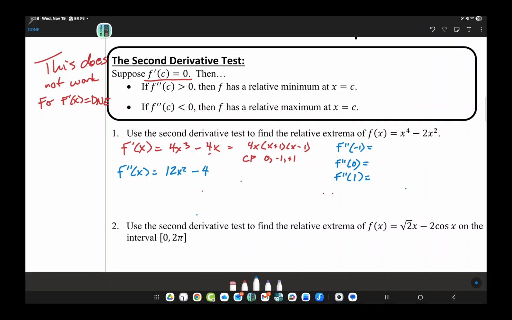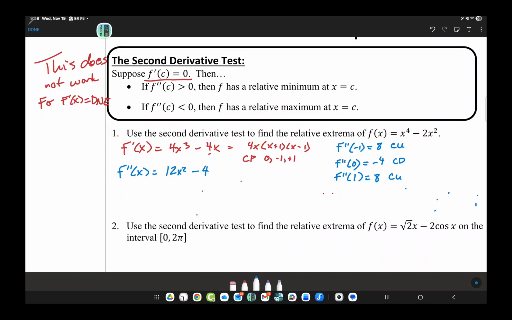Now, being that we're squaring the values, I should get the same answer for -1 and +1, right? So if I plug in 1, what do I get? 8. And -1, you get 8. If I plug in 0, I get -4. That means this is concave up at -1 and concave up at +1. It is concave down at 0.